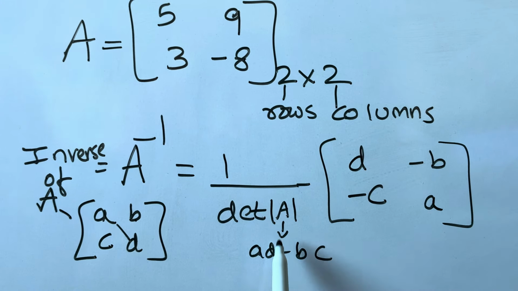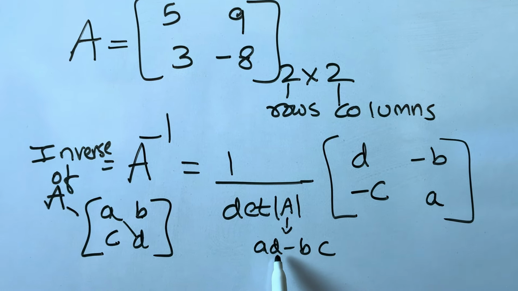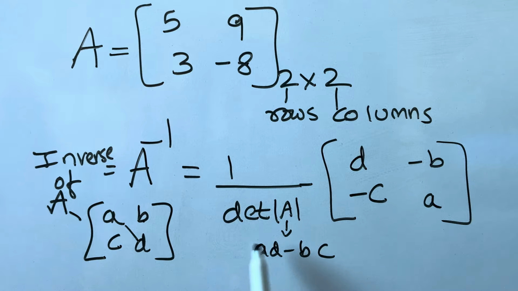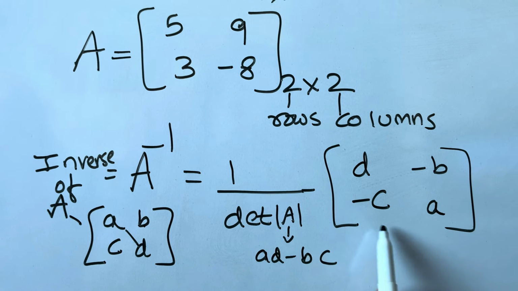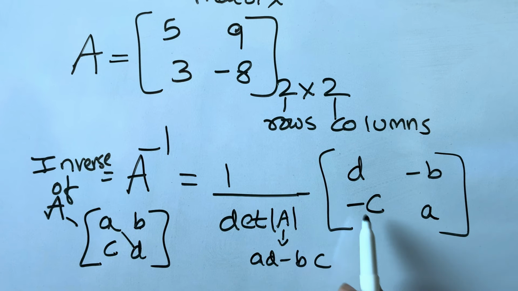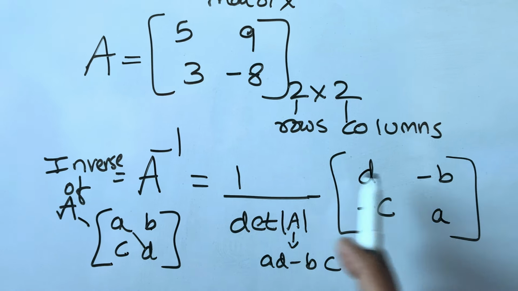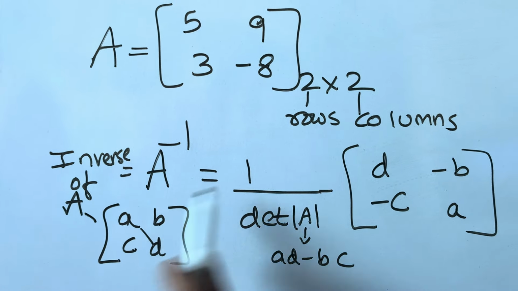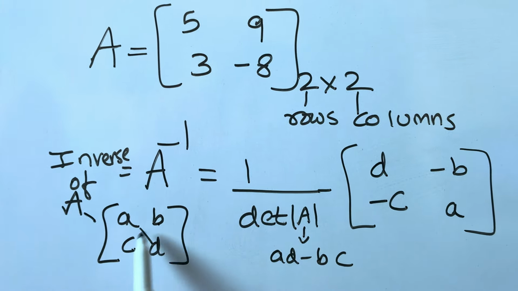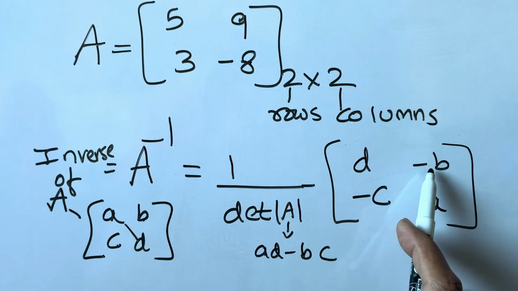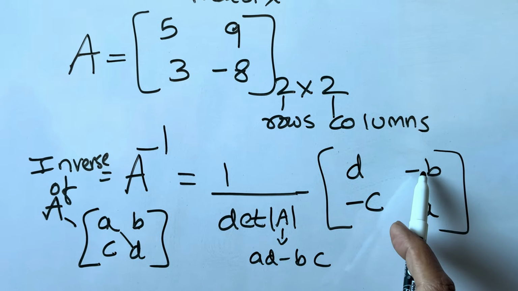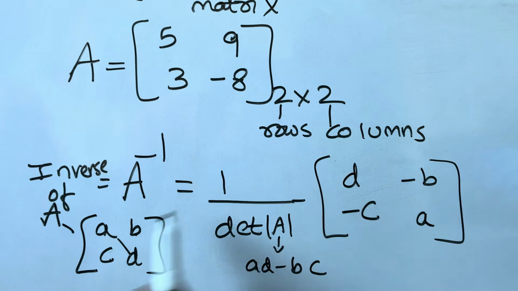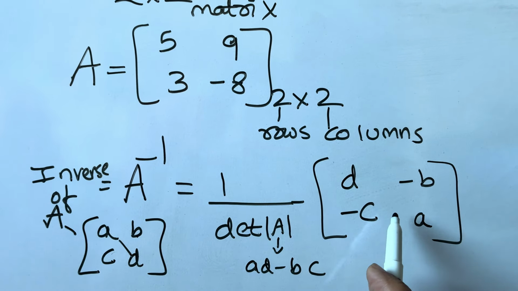1 by determinant of A, and determinant can be found out by multiplying the diagonal elements AD and BC and subtracting them, AD minus BC, and this entire 1 by determinant of A should be multiplied with this, where one of the diagonal elements A and D gets interchanged, and the other elements remain the same, but the sign gets changed. We are just changing the positive numbers to negative, and if there are negative numbers they become positive.